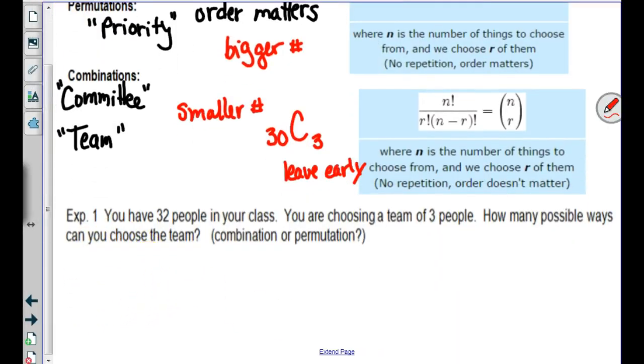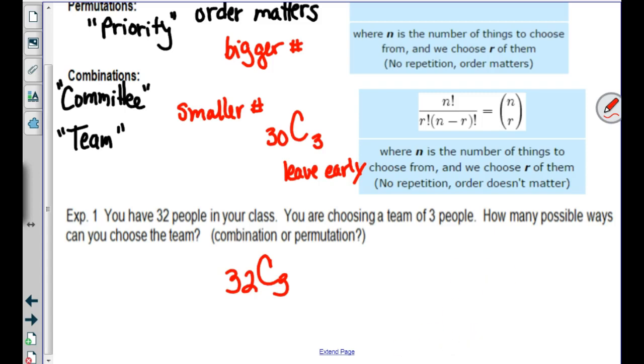We're going to go back and finish the worksheet here real quick. The bottom, it says you have 32 people in your class. You're choosing a team of 3. Permutation or combination? Combination, because it doesn't matter what order they were picked in. You just want to know how many different ways you could pick a team of 3.